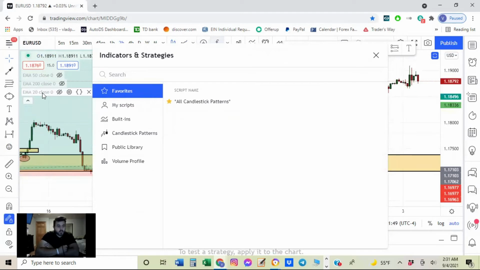If you guys do have any questions on a certain indicator, I have used EMAs, SMAs, RSIs, basically just your basic indicators.